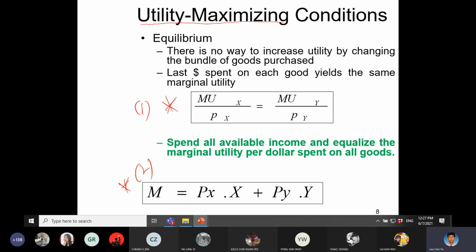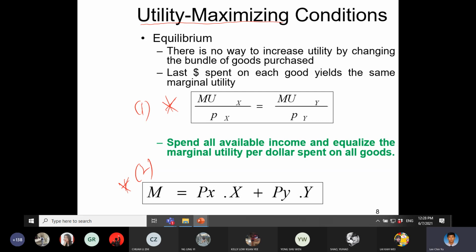Because if you only consume one good, it's no problem. For example, let's say you only consume apple. You consume the apple until the marginal utility that you gain from the apple equals the price, because the price means the cost you pay for the apple. Simple. But if you consume more than one good, it becomes difficult.